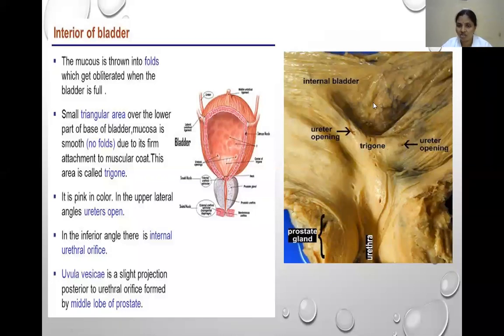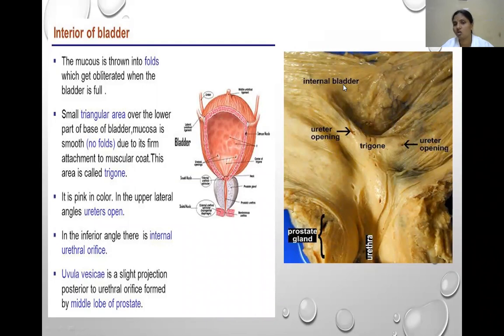In the rest of the urinary bladder, you can identify the structure: the innermost is mucosa, then submucosa, then muscle coat, then serosa. But over this triangular area, the mucosa is directly adherent to the underlying muscle tissue, so there is no intervening connective tissue. Submucosa is absent here. So this is very smooth, and here it represents the continuation of the muscle from the ureter.